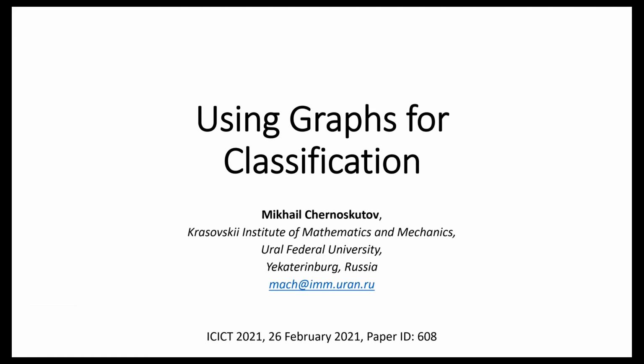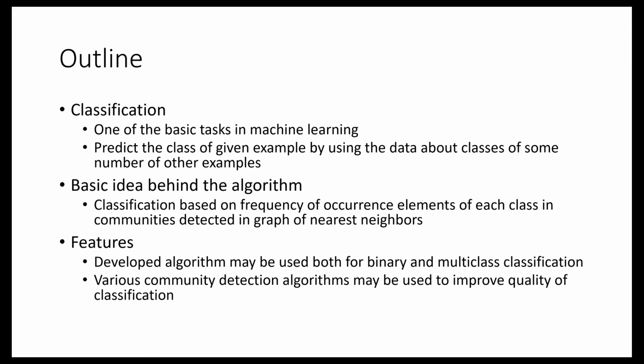So my name is Mikhail Chernoskutov, and my talk today is about using graphs for classification. Classification is one of the main tasks in machine learning, and it is about predicting the labels of some examples from the test set using just examples from a train set. So we learn on examples of the train set and somehow make predictions about the examples from the test set.